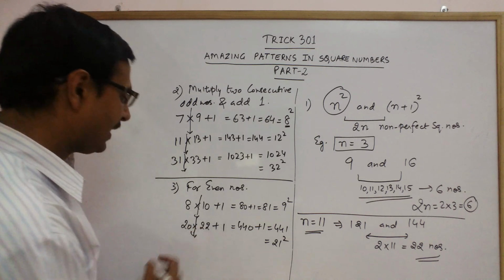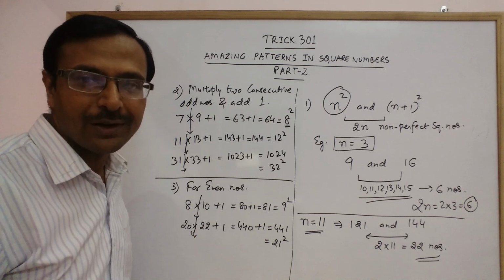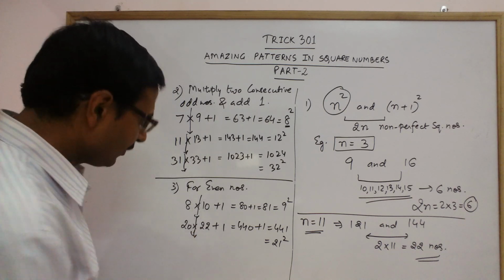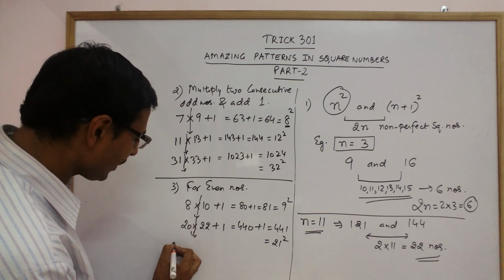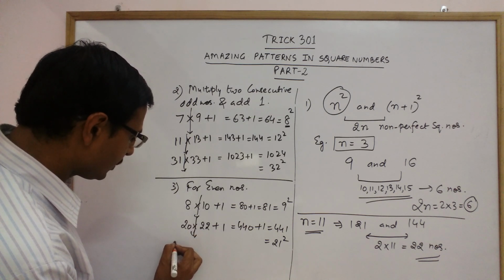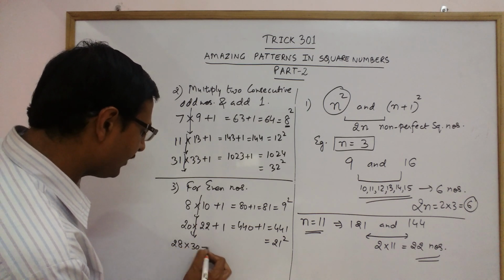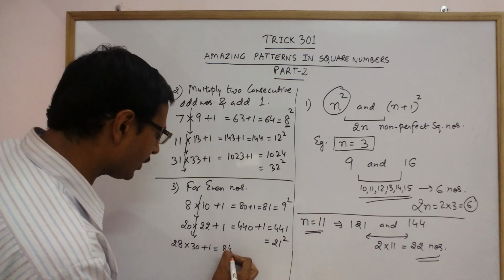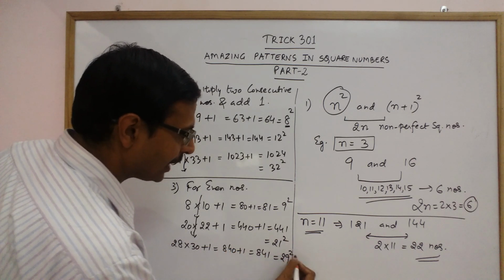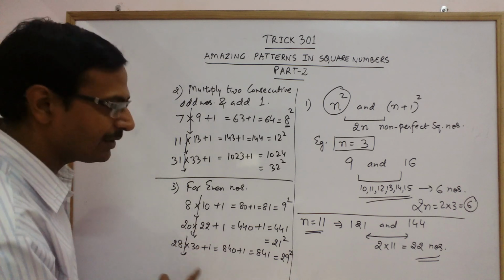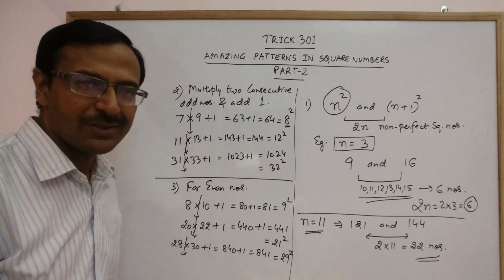So this pattern is true both for odd numbers and for even numbers alike. We'll take one more example and then we'll conclude this. Say we have 28 and 30, then we add 1 to this. This is 840 plus 1, it is 841, which is 29 squared, and 29 lies between 28 and 30. So yet another amazing pattern in square numbers.